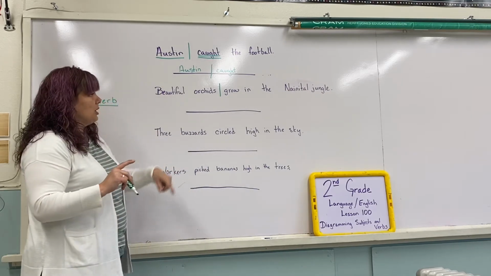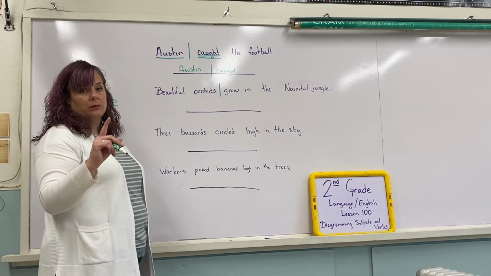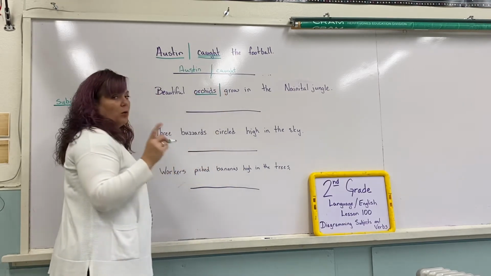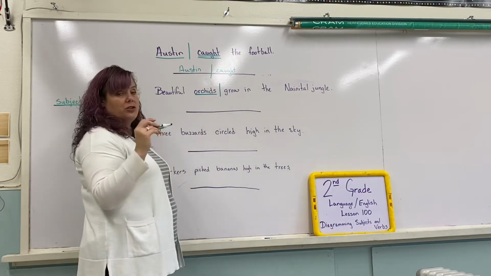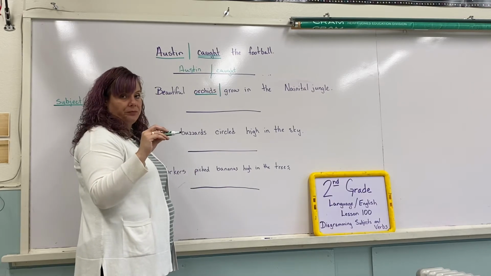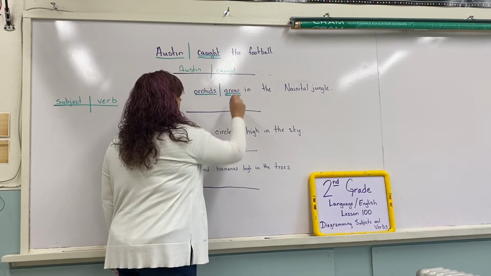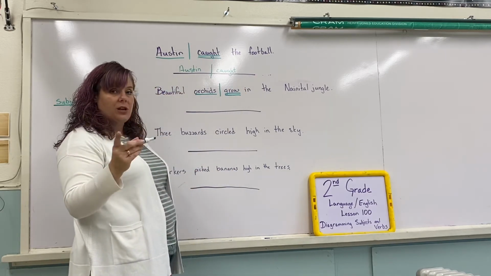One word's the subject, 1 word is the verb. So what's the subject? Who's this about? If you said orchids, you're right. The subject gets 1 line, orchids. Okay, what did orchids do? What's the verb, the action? If you said grow, you are correct. Orchids grow, that's our subject and our verb.